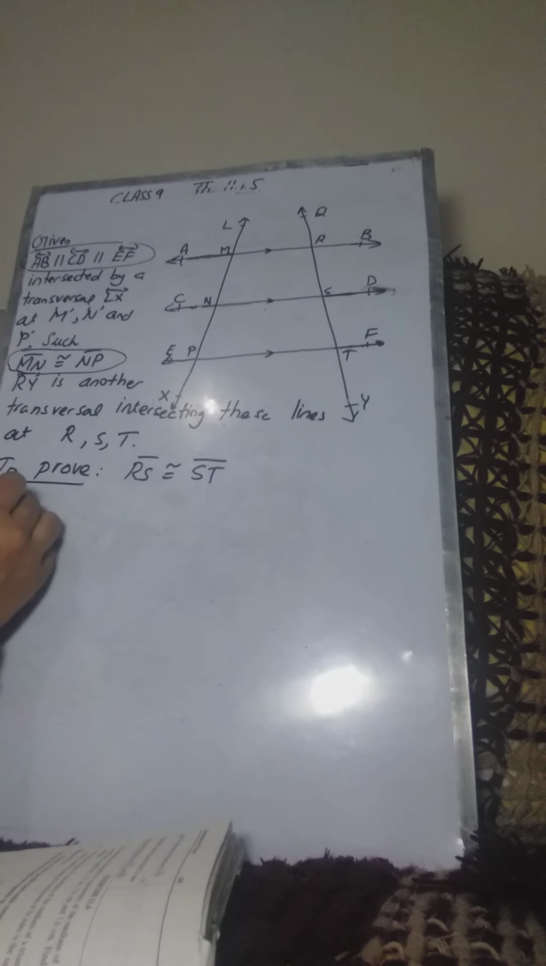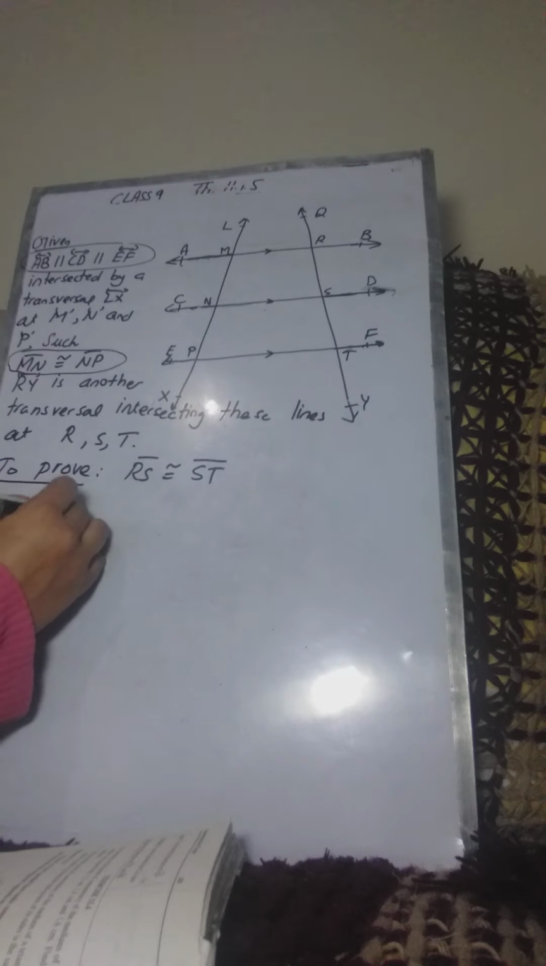Now, in order to prove it, we will need some steps of construction, some helping steps. We are going to draw a line from the point R which is parallel to MN, a line parallel to MN or parallel to LX, this whole transversal.